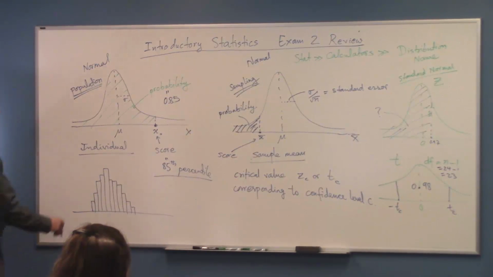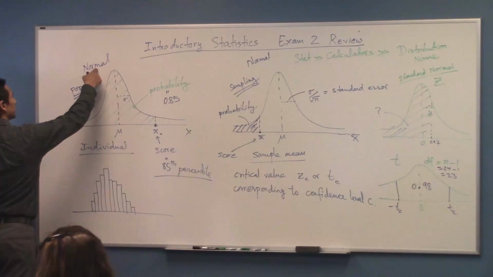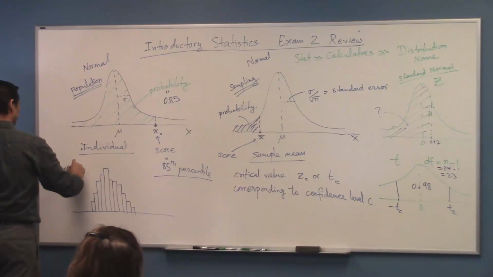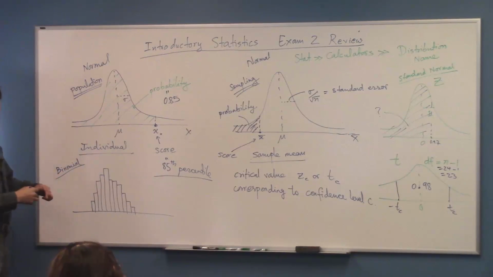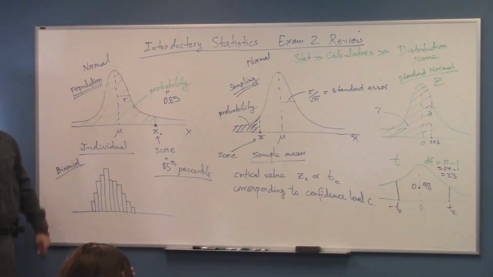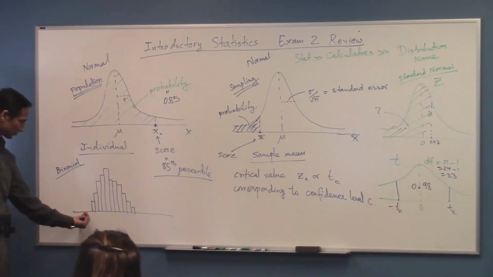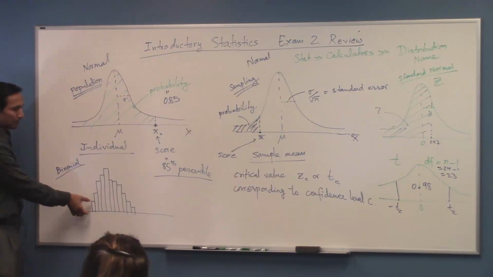It's a binomial distribution. That's normal, but this is binomial. But it looks like normal, right? The only difference is it's discrete, right? It has heights.